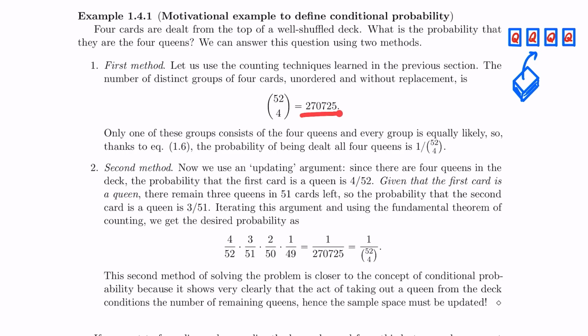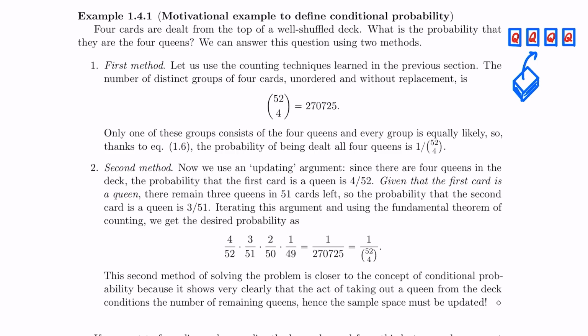Among these groups of 4 cards, there is only one group that consists of the 4 queens. Moreover, every group is equally likely, and we are dealing with a finite number of them. Hence, we can use equation 1/6 to compute the probability of being given all the 4 queens, which is 1 over this binomial coefficient. Now let's use the second method, which is based on an updating argument.